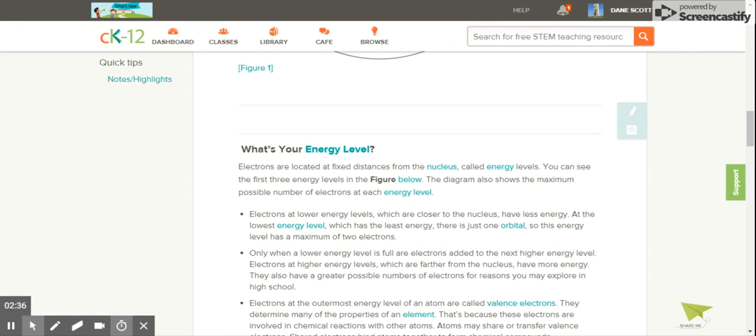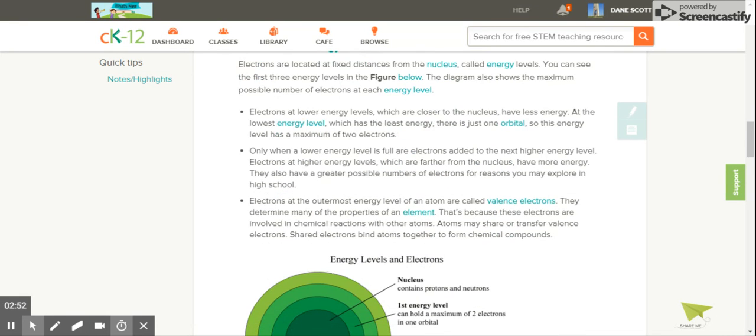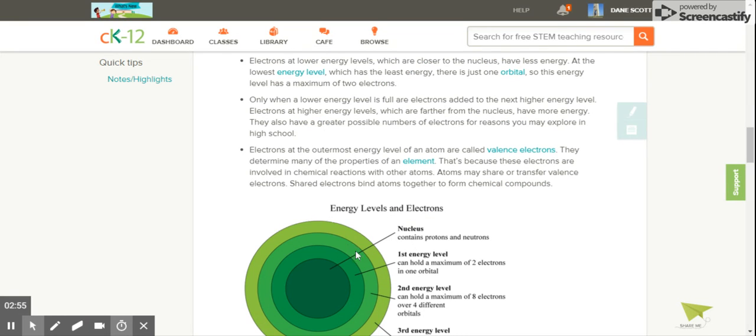What's your energy level? Electrons are located at fixed distances from the nucleus called energy levels. You can see the first 3 energy levels in the figure below. The diagram also shows the maximum possible number of electrons at each energy level. The electrons at lower energy levels, which are closer to the nucleus, have less energy. At the lowest energy level, which has the least energy, there is just 1 orbital, so the energy level has a maximum of 2 electrons.